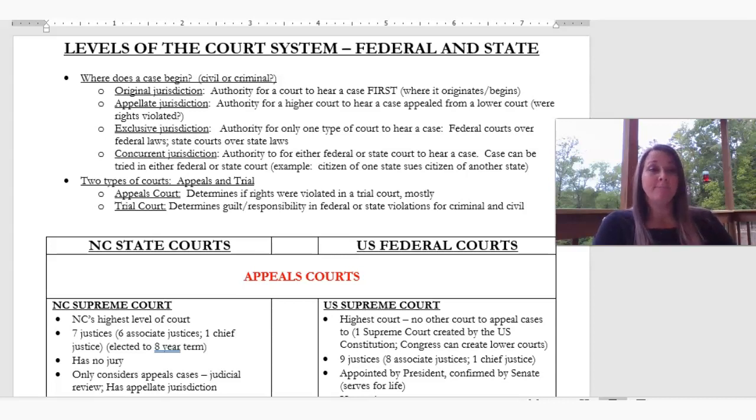Both the federal and state. Remember, the local government doesn't really have its own level of court system. It's based on the state court system. So we're going to talk about how cases will start in specific courts and how they can go to higher courts and the reasons why. So let's get started with that.